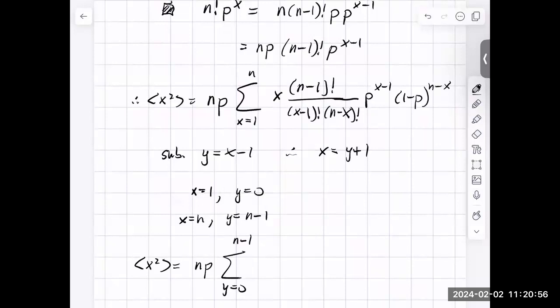We have an x here. I'm going to write that as y plus 1. So that first x becomes a y plus 1. n minus 1 factorial, nothing happens there. Denominator: x minus 1 is y.